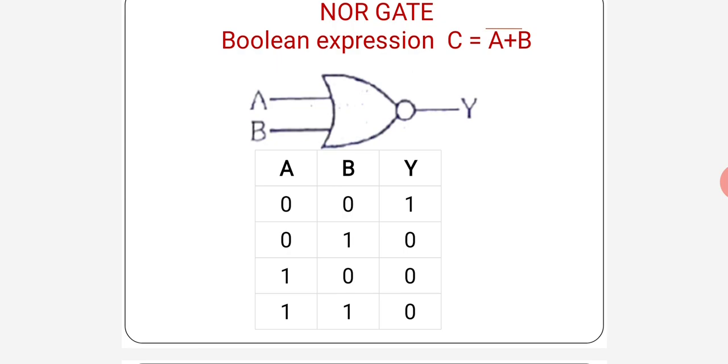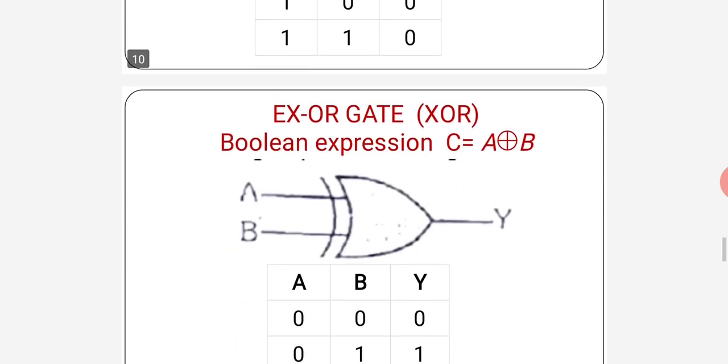Okay. So we now say 0 NOR 0 will give us 1. 0 NOR 1 will give us 0. 1 NOR 0 will give us 0. 1 NOR 1 will give us 0. It is just the inverse, the reverse of what we have in OR gates.